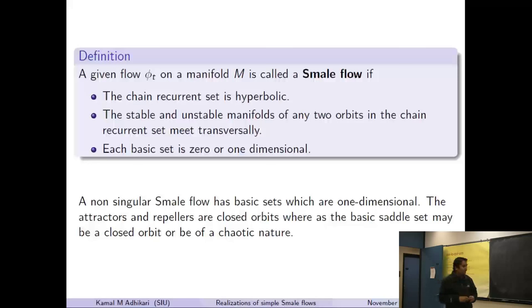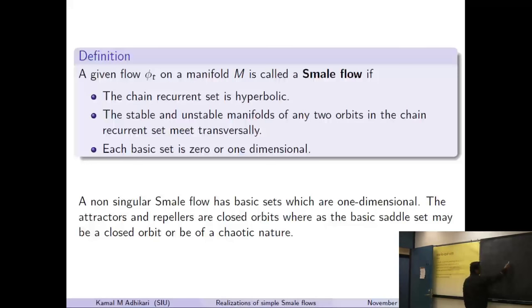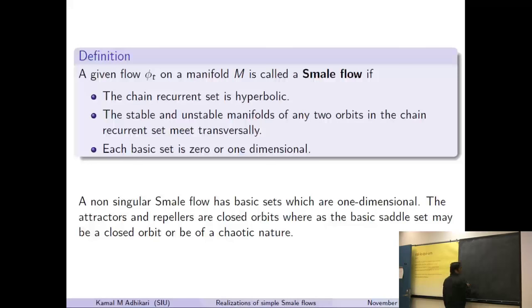If they do not intersect transversally, say they intersect this way, and we make some small perturbation, they may be separated and it may lose its stable condition. But if they are transversal, and we do some perturbation, it will not lose its stability.